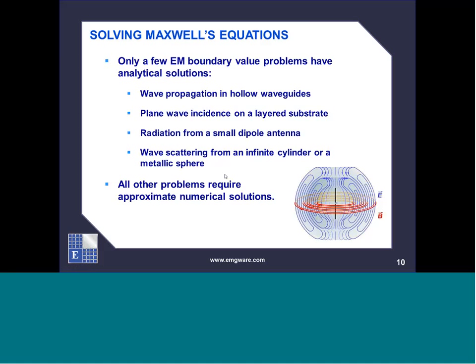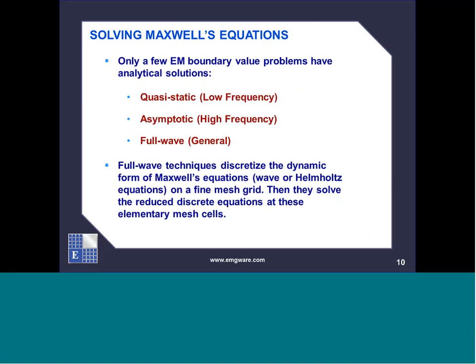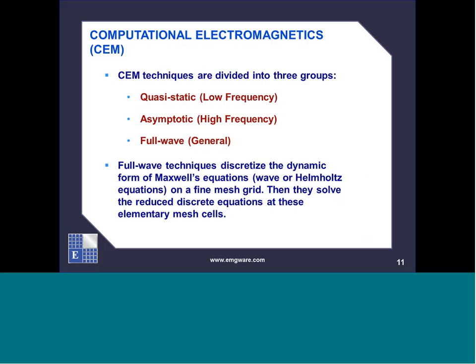So there is a whole field called Computational Electromagnetics, CEM, that deals with numerical solution of Maxwell's equations for all sorts of boundary value problems. The computational electromagnetic techniques are, in general, divided into three groups: quasi-static methods, asymptotic methods, and full-wave methods. Quasi-static methods are usually for low-frequency applications, and what happens, you reduce the Maxwell's equations to Laplace and Poisson equations and solve them. So usually they are not depending on time.